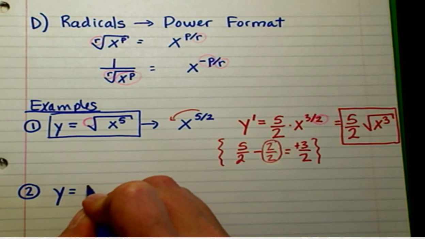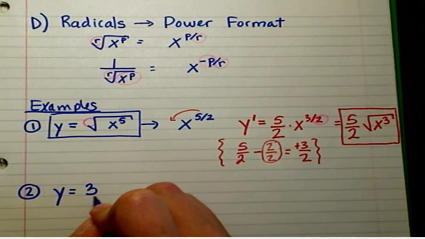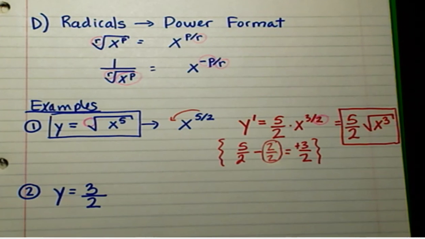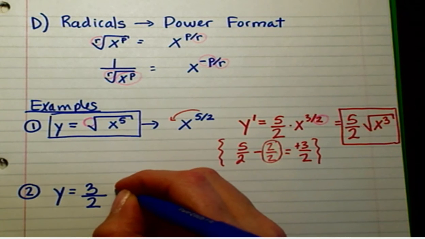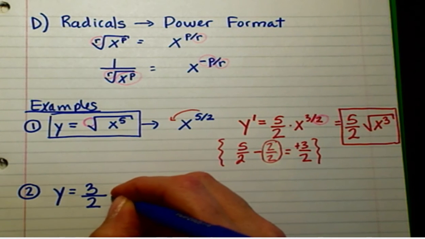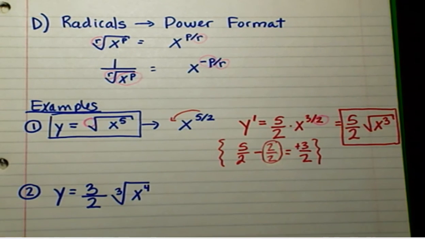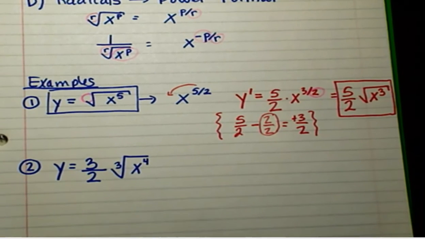Okay, let's go with 3 over 2. Okay. Cube root x to the 4th. Okay.